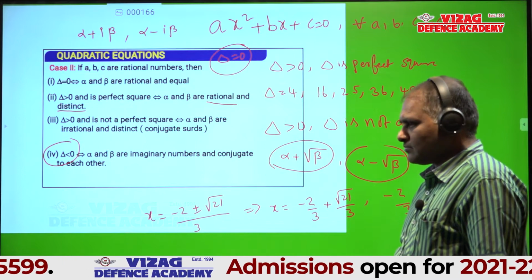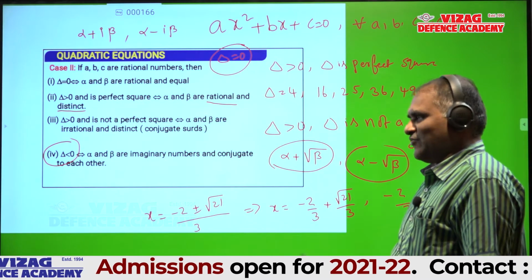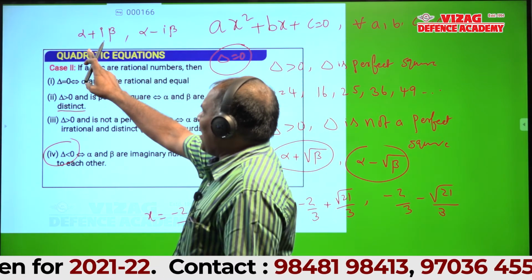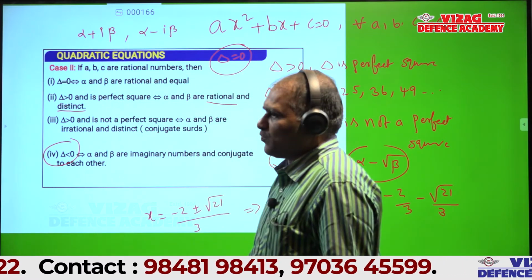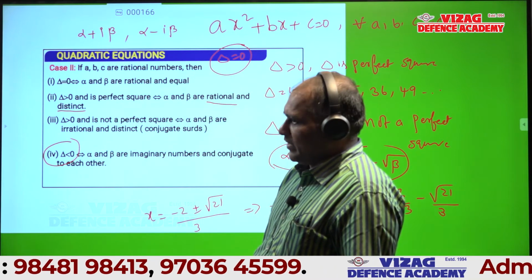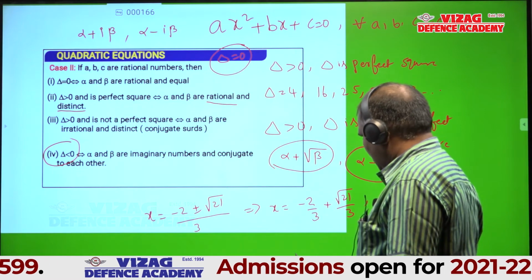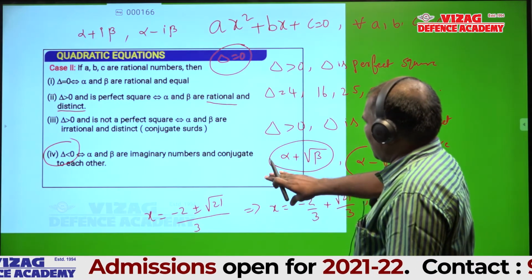Can you give one example with a sum? I can give that example. Wait some time. Here, one root is alpha plus i beta and the other root is alpha minus i beta. Just listen to that one example.